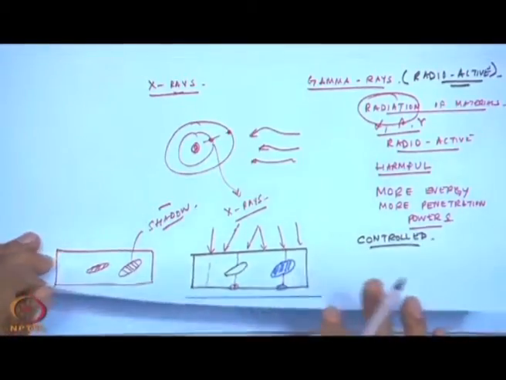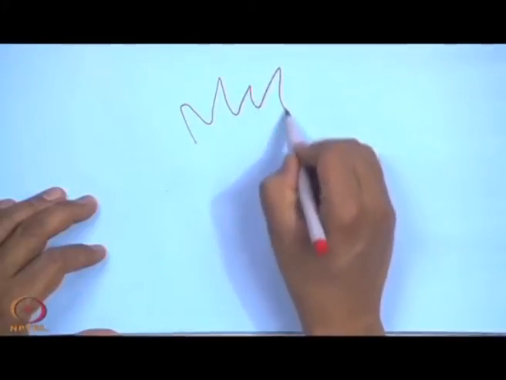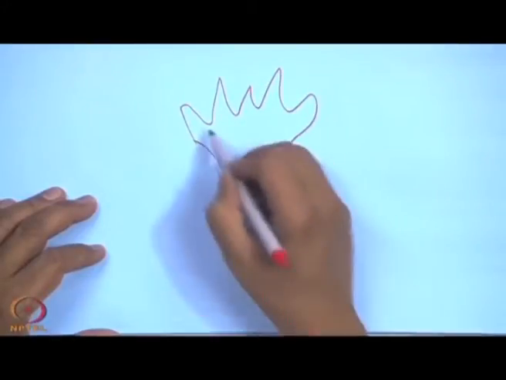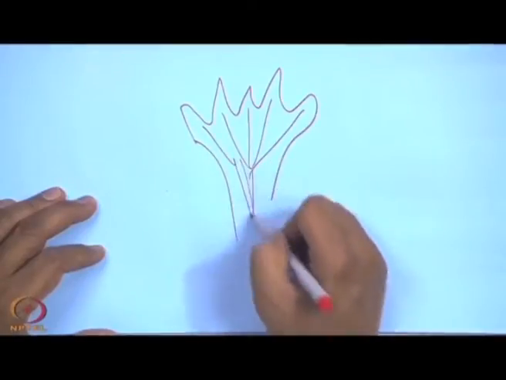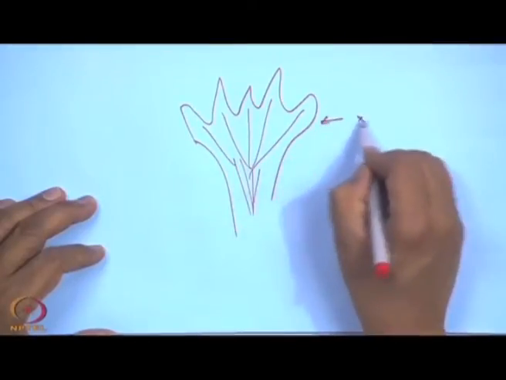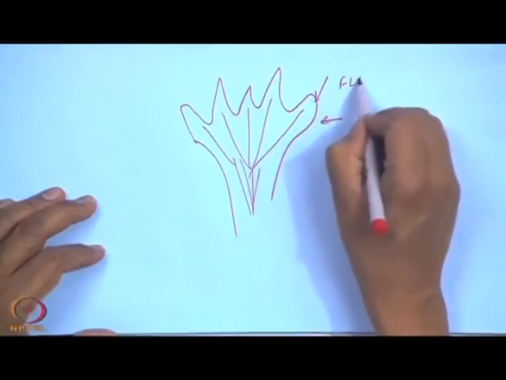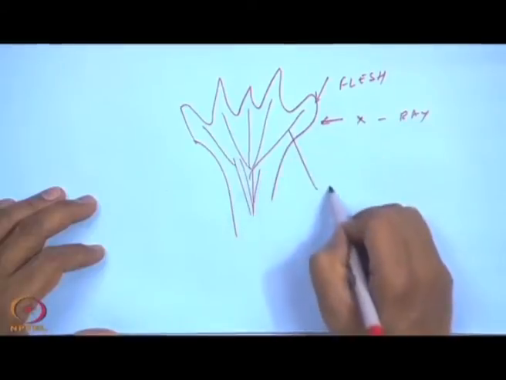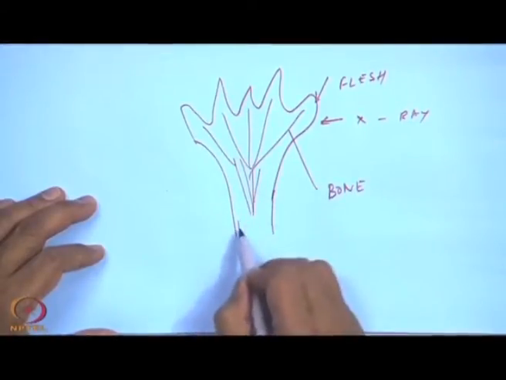This is similar to the X-rays which the doctors do, for example, for the human hand. I mean, we can find out the bones by an X-ray, because this is the flesh and this is the so called bone. So, there will be a density difference.